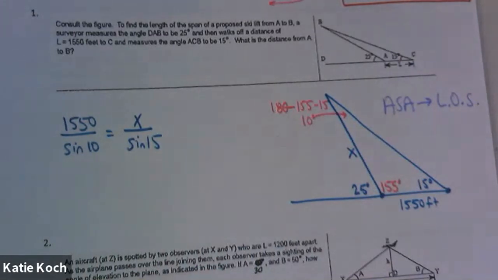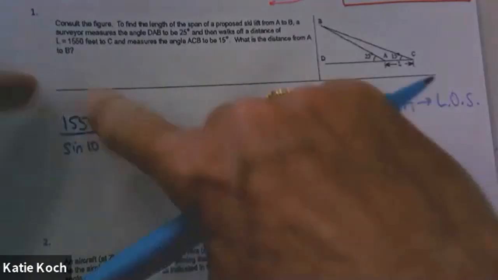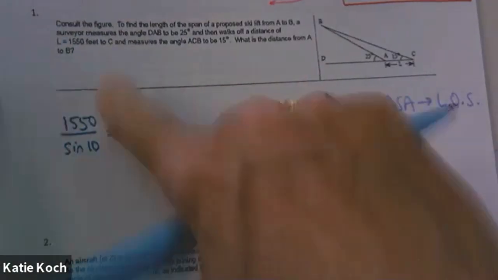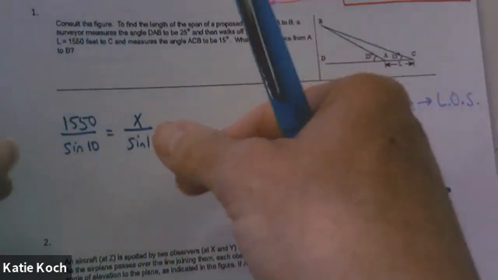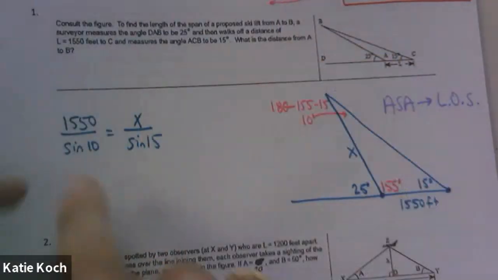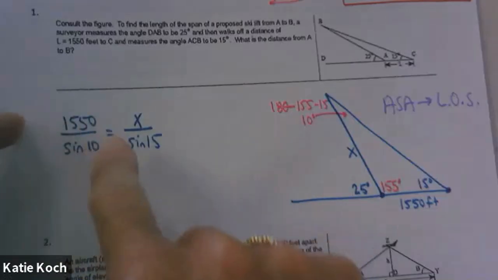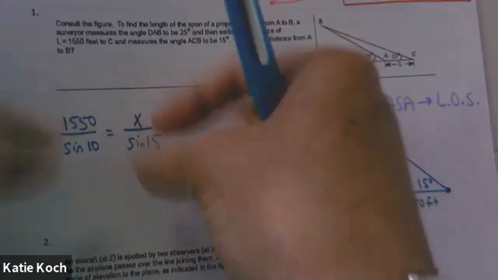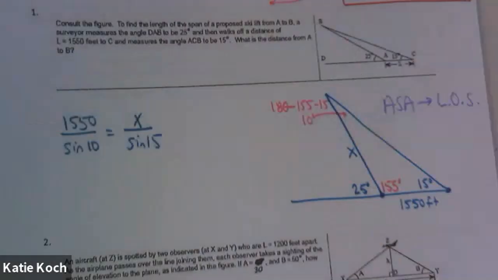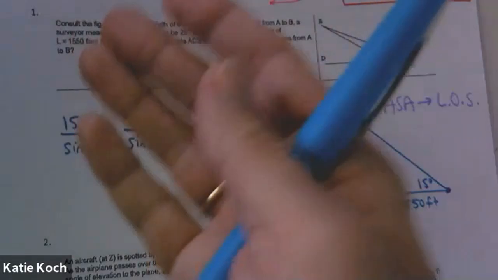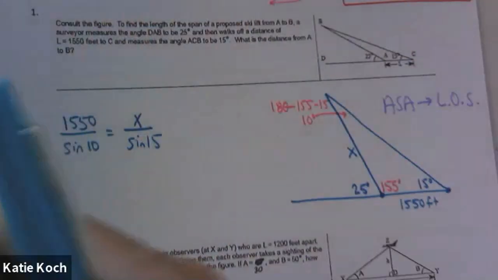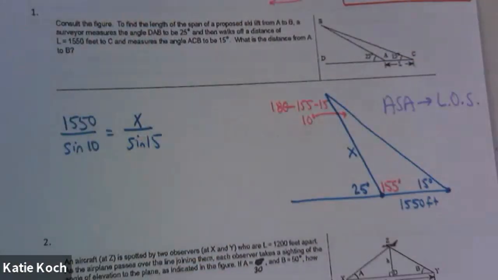Now, somebody in the chat, maybe not this class period, last class period, or first period, I should say, asked, is it okay if you do the sine of the angle over the side opposite it? If you flip this, absolutely, it's a proportion. So if you were used to doing sine of 10 over 1,550 equals the sine of 15 over x, you get the same thing because we're going to cross multiply. I don't know what you learned last year. If you put the sine of the angle on the top, and the length of the side on the bottom, it doesn't matter at all.